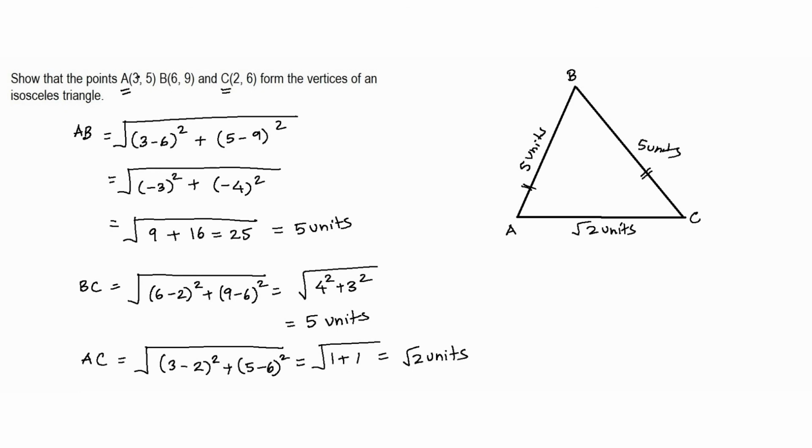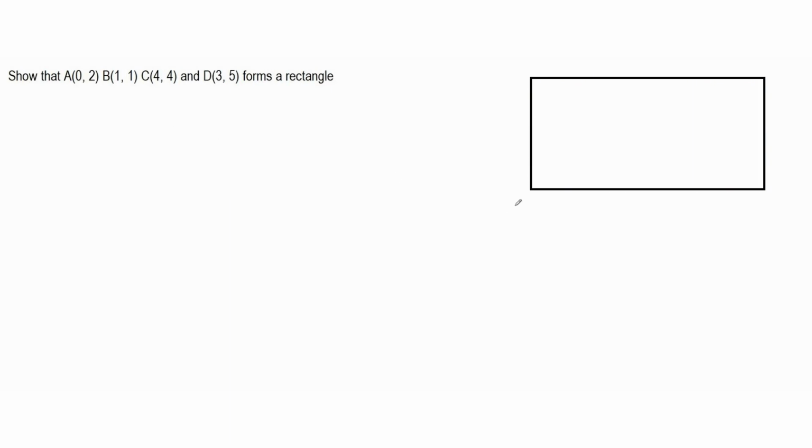Let's take up the next question. Show that these vertices form a rectangle. So again, let me draw a rough figure and let me place the points. A of 0, 2, B of 1, 1, C of 4, 4 and D of 3, 5.